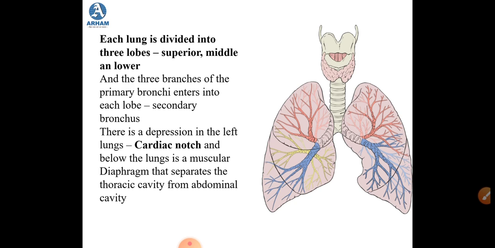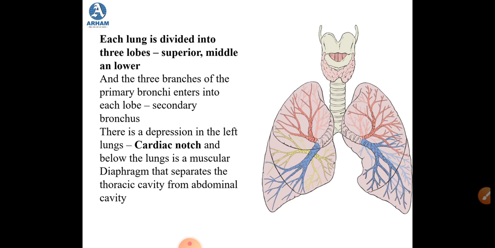Now the primary bronchi further divide, forming branches, and then they enter into each lobe of the lung. So you can say in the right lung, there are 3 branches of the primary bronchi, whereas in the left lung, there are 2 branches of the primary bronchi. And these divided bronchi are now known as the secondary bronchus or the secondary bronchi. Now there is also a depression in the left lung.